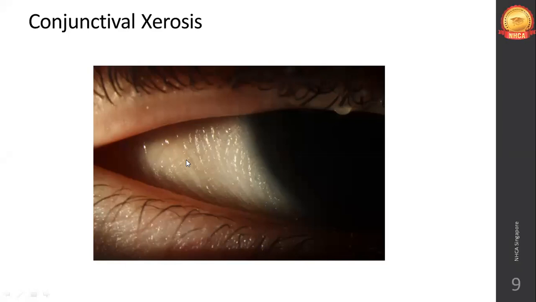We can reverse it back to normal. Several weeks of treatment is required, but still vision is not lost here. So this is how conjunctival xerosis looks. Here I have shown you the wrinkled example of it. In some cases of conjunctival xerosis, you can see some muddy-like, brown spots here. That is also under the same category.